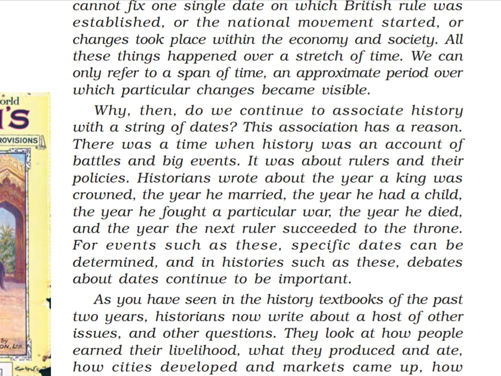It was about rulers and their policies. Historians wrote about the year a king was crowned. When King Ashoka became the ruler, that date is important. The year he married, the year he had a child, the year he fought a particular war, the year he died. So as a ruler is a very important person for the country, country people will learn those particular dates. For events such as these, specific dates can be determined, and in history, debates about dates continue to be important. Means to give importance to which date.